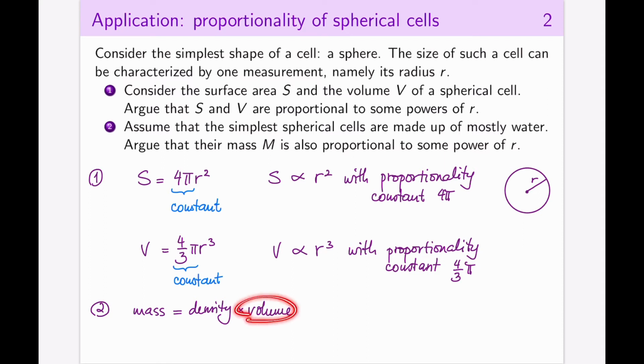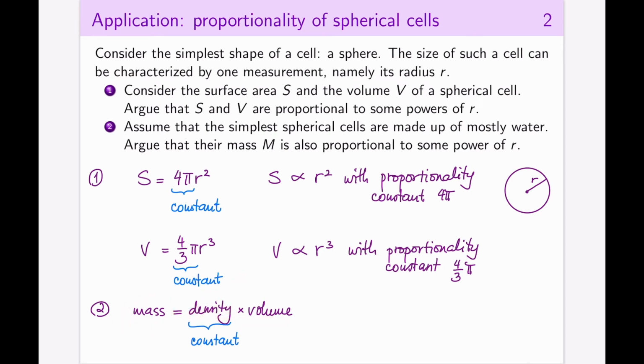Now, volume is something that we already discussed in the previous part. So what about density? Well, we're told that cells are made up of mostly water. So if we know water density, we're assuming that this is going to be the density of the entire cell, and therefore the actual number is going to be a constant. So what we have so far then is mass is equal to some constant, again, call it k if you wish, times the volume, which means that mass is proportional to the volume.